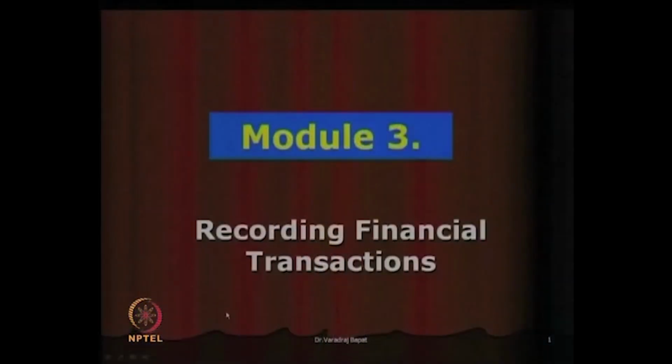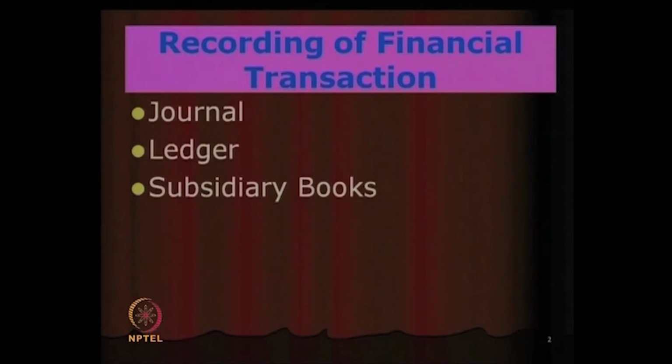Now let us go to some transactional aspects wherein we will record the transactions. So we will start with module 3, which deals with recording financial transactions. We are going to look at some of the books of accounts, as they are called. There are 3 books which we will see. One is a journal, then ledger and subsidiary books.